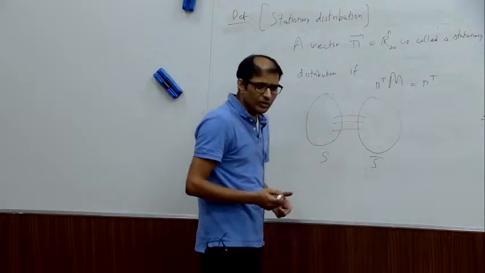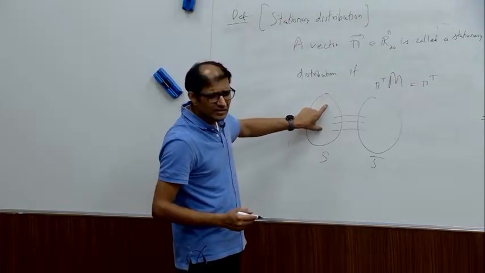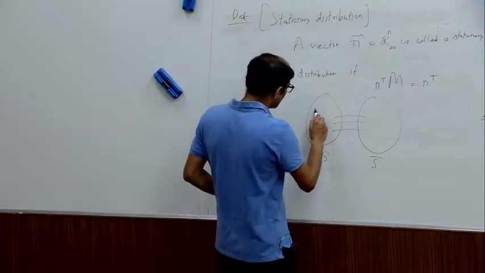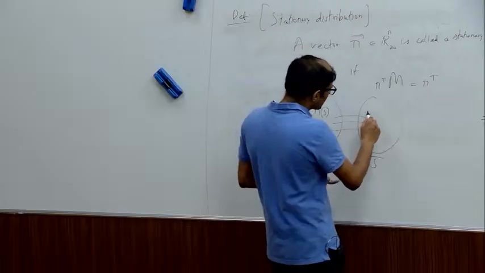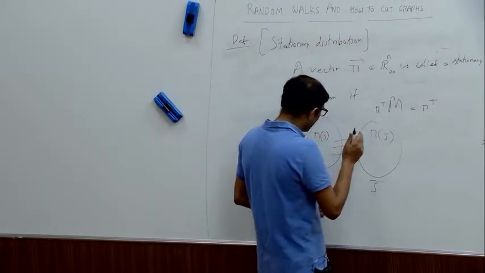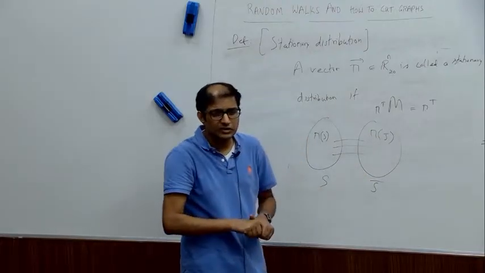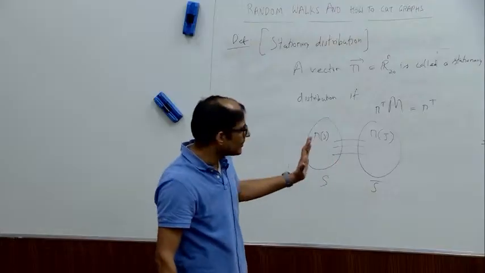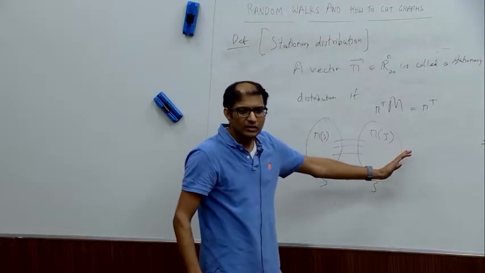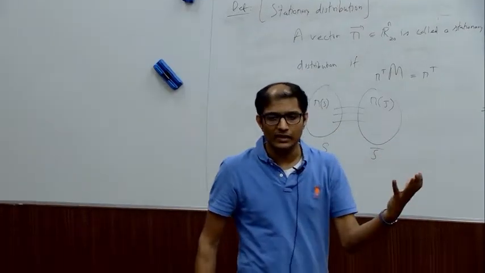So some edges go across. Suppose the mass sitting over here is something, maybe I will call it pi of S. The mass sitting over here is 1 minus pi of S, or pi of S complement. That's the total probability mass over here, that's the total probability mass over here under the stationary distribution. At the next step, some mass flows from left to right. So let's say that the mass that flows from left to right is called little l.